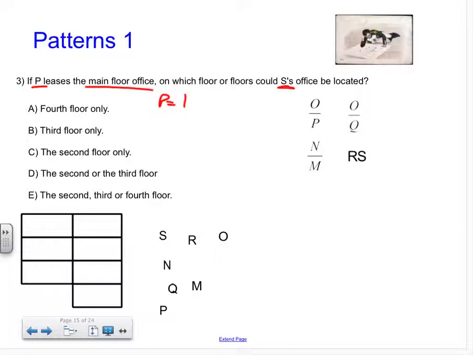Okay, well, let's put P on the main floor. And we'll draw a box around it so that we know it's constrained and we're not tempted to move it. It's very tempting to move it and forget the condition. And let's just try it step by step. So could S work on the 4th floor? Because that's question A. So let's just try it step by step. R and S. We know that we have O and N.